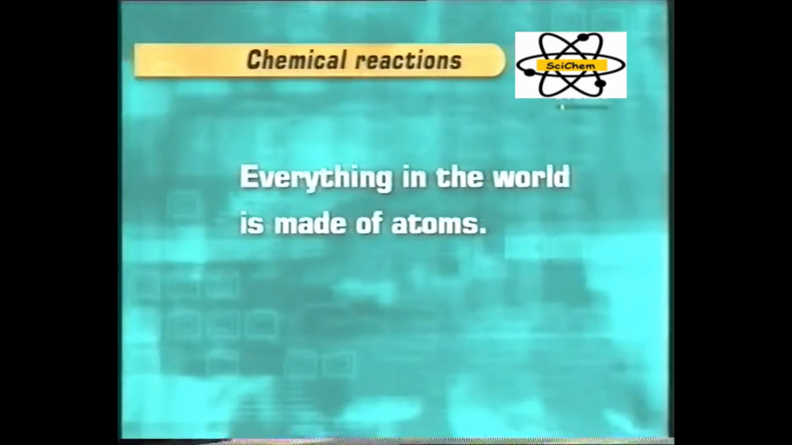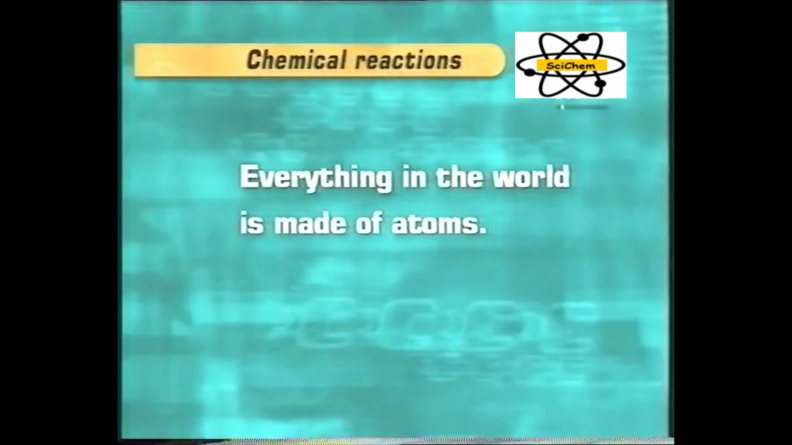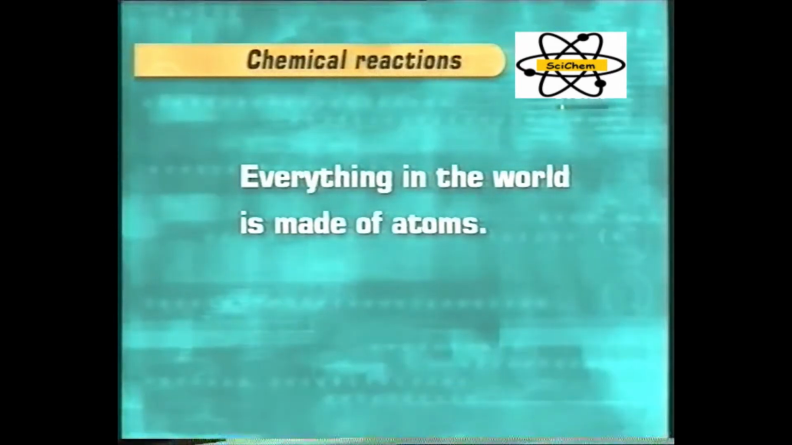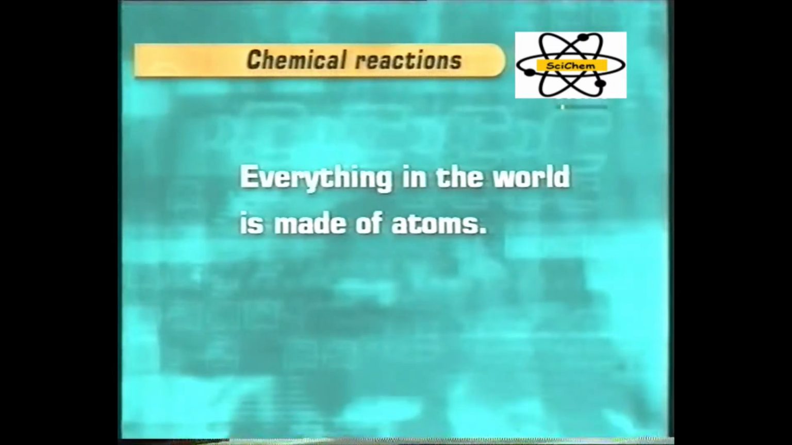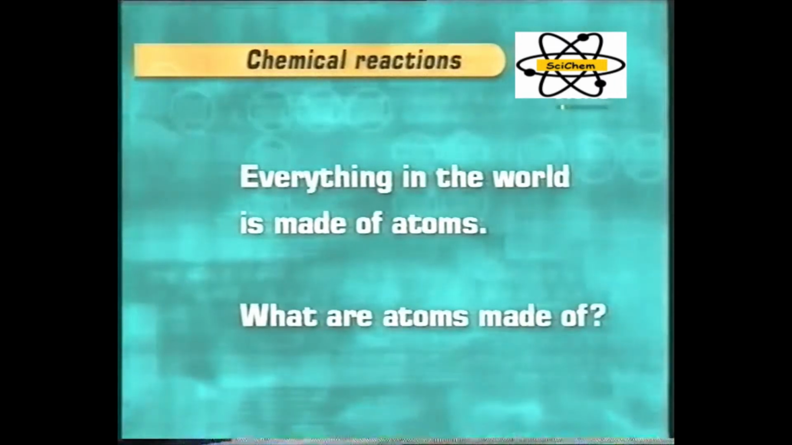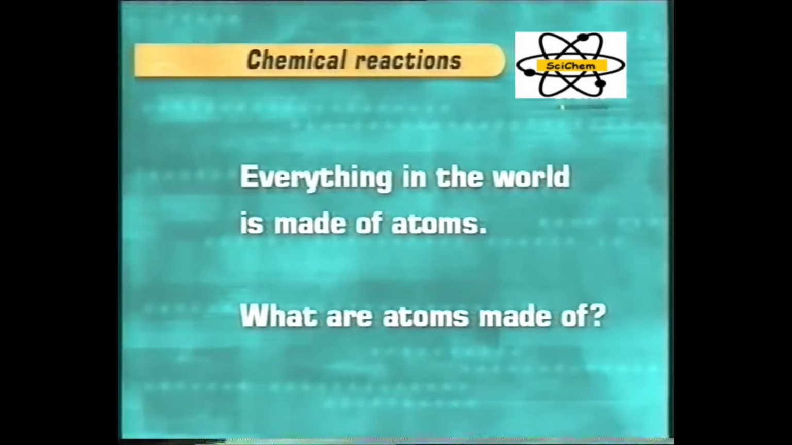We know that everything in the world, including you and me, is made up of atoms. Every element of the periodic table, and the paper it's written on, is made up of atoms. But what are atoms made up of? Let's look at chlorine as an example.